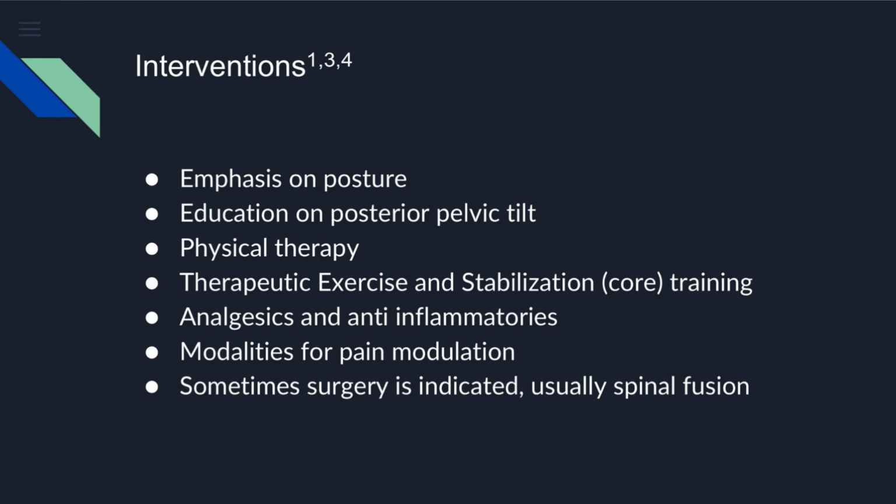The interventions we can do start with an emphasis on posture. Posture is very important for these conditions because people don't realize the way we stand, hover, and lean forward, like kyphosis, lordosis, and all that, can cause a lot of back trauma and back pain. So we need to tell people to focus on posture. Education on posterior pelvic tilt is important. Also physical therapy, therapeutic exercise and stabilization of the core, antalgic and anti-inflammatory measures, modalities for pain modulation, and sometimes surgery is indicated, usually spinal fusion. That's exactly what my dad had for the lumbar area.